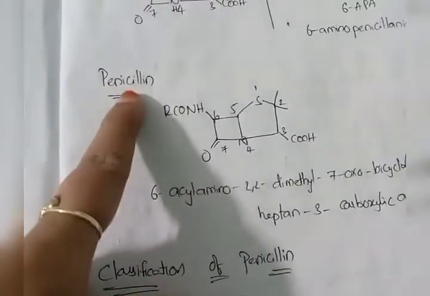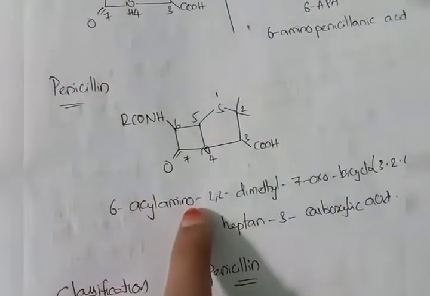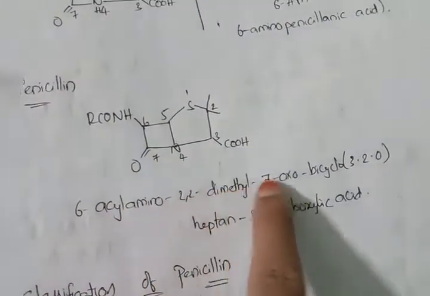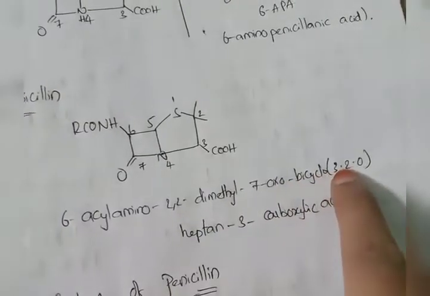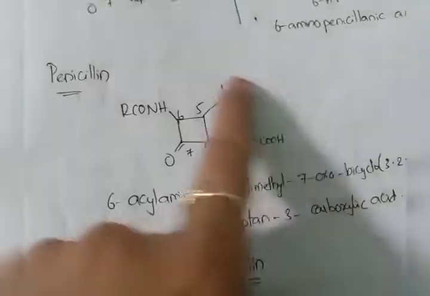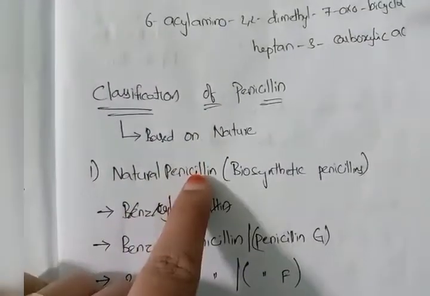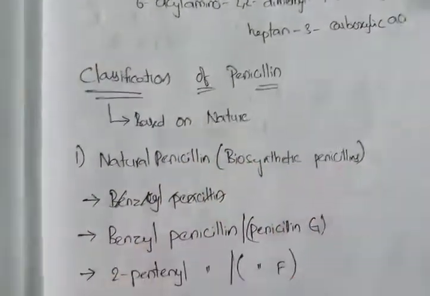So now see the penicillin. This is the structure of penicillin: 6-acylamino, 2,2-dimethyl, 7-oxo, bicyclo 3.2.0 heptane, 3-carboxylic acid. This is the IUPAC name for this penicillin. Coming to the classification. Classification is based on nature. These are natural penicillins, biosynthetic penicillins.